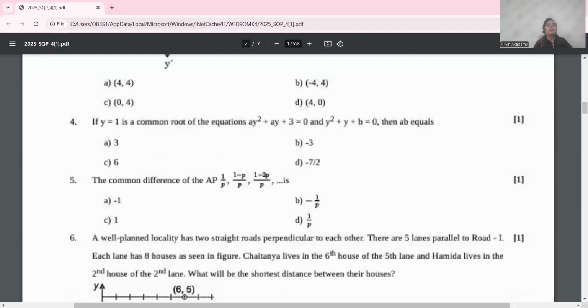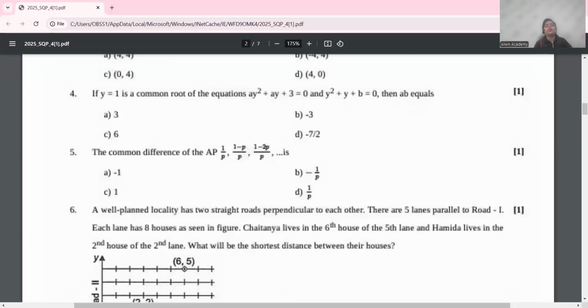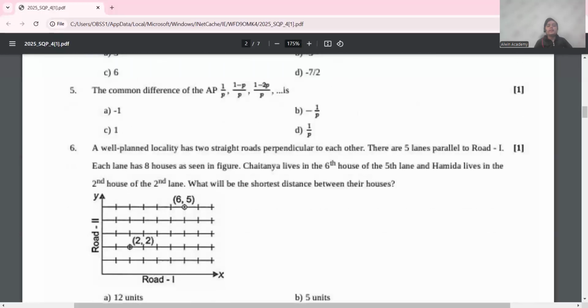If y is equal to 1 is a common root of these two equations, then ab equals to. First, I'm putting y is equal to 1 in this one, which would give me the value of a as minus 3 by 2 upon solving. Then putting y is equal to 1 in this one, I'll get the value of b as minus 2. Now I have to tell the value of ab, so minus 3 by 2 times minus 2 is 3. Option number A. Going to the next question, the common difference of the AP this is.